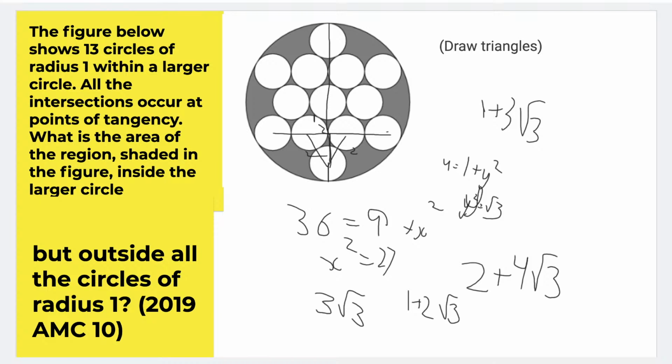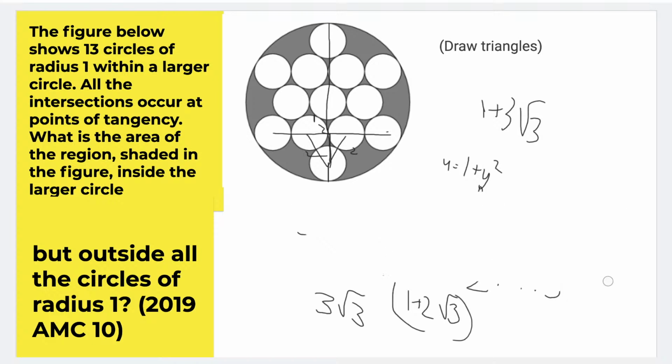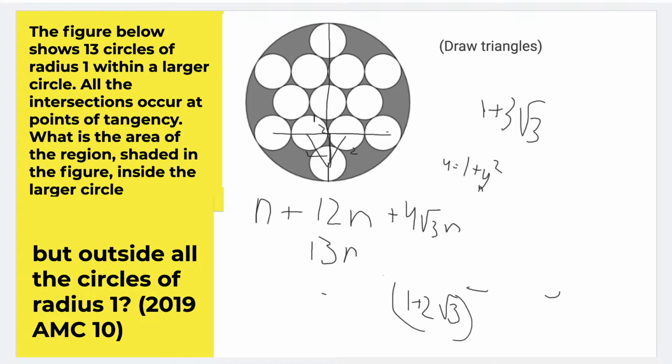And then we want to find the shaded area, so we're going to find the area of the bigger circle first. Let's do that right now. What is 1 plus 2 times square root of 3 squared? That's basically pi times the radius squared. Squaring each term, you get 1 plus 12 plus 4 square root of 3, so 13 pi plus 4 square root of 3 times pi.